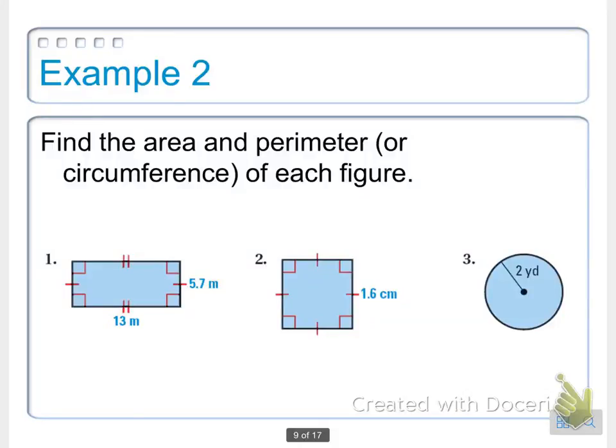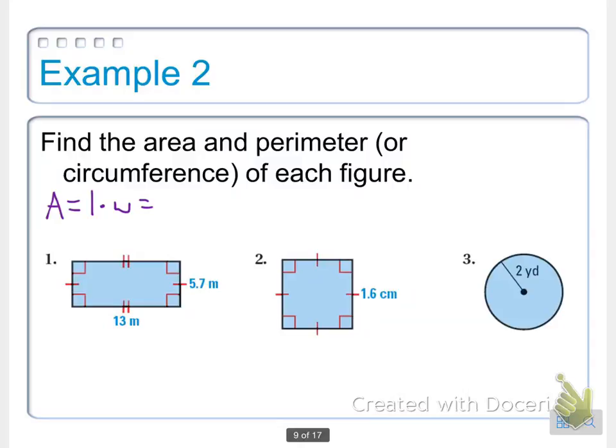Okay, in this example, we need to find the area and perimeter, or if it's a circle, you find the area and circumference of each figure. So first of all, we need to know the area formula. Now, this is a rectangle, so the area formula for a rectangle is length times width.